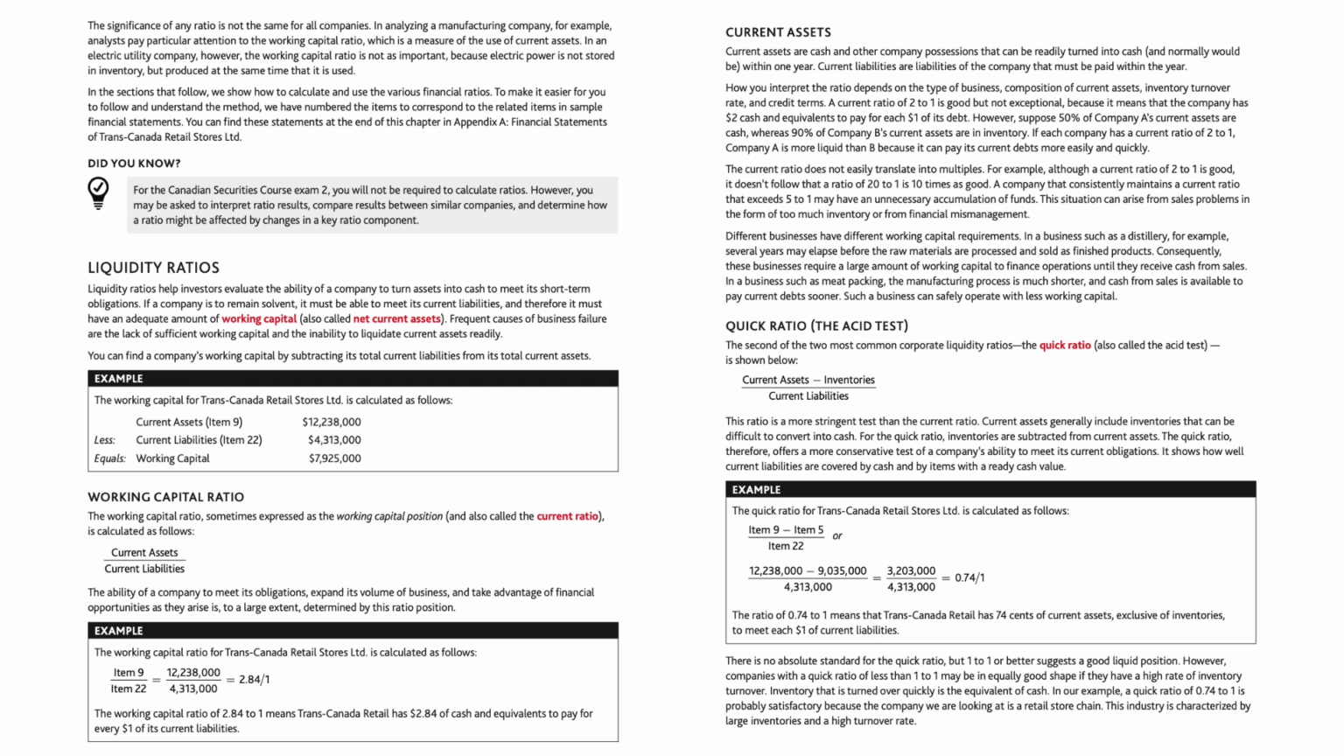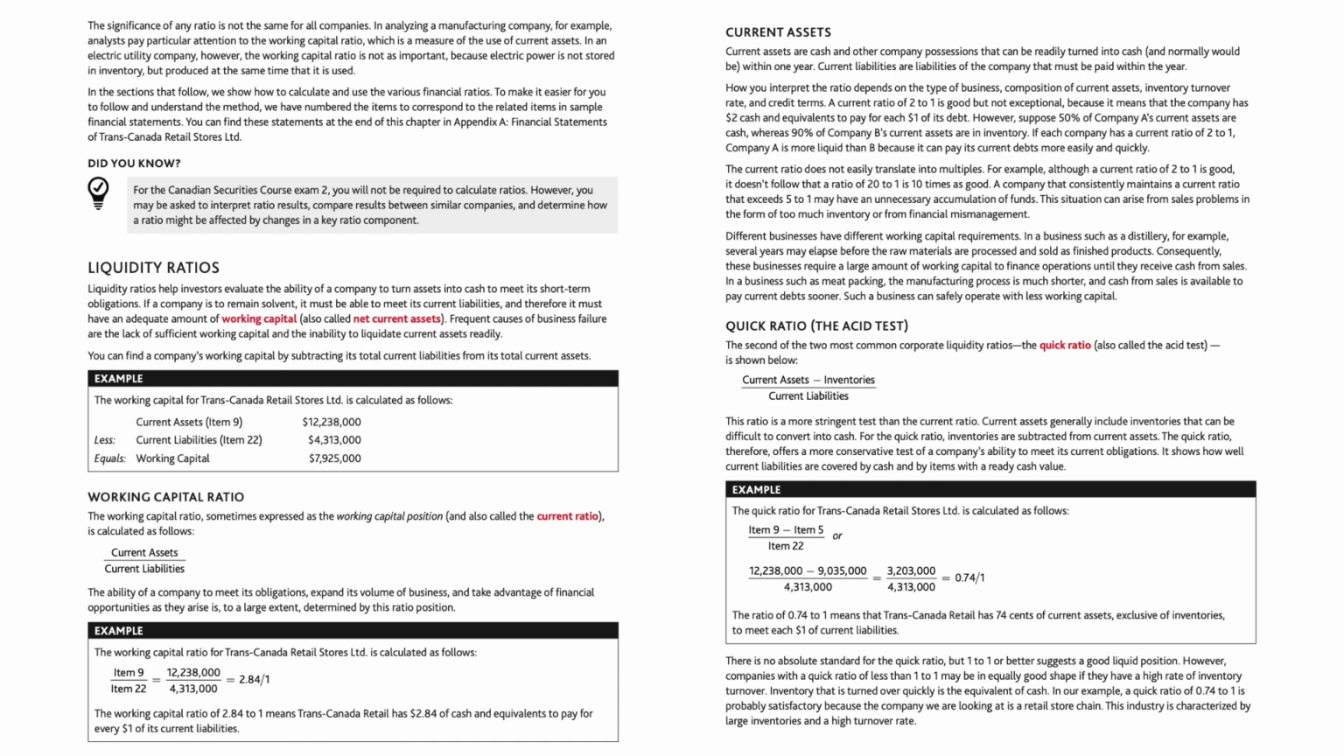Current assets. Current assets are cash and other company possessions that can be readily turned into cash and normally would be within 1 year. Current liabilities are liabilities of the company that must be paid within the year. How to interpret the ratio depends on the type of business, composition of current assets, inventory turnover rate, and credit terms. A current ratio of 2 to 1 is good, but not exceptional, because it means that the company has $2 cash and equivalents to pay for each $1 of its debt.